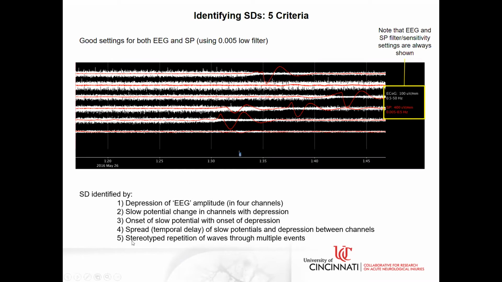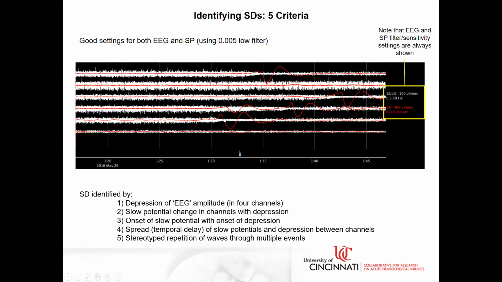And so a fifth criteria that can be helpful is that the pattern of the waveforms repeats in a stereotyped fashion through multiple events. Very rarely would you have a situation where only 1 or 2 spreading depolarizations are occurring in a patient. Usually you'll get them numbering in the dozens or more. And typically they will recur in the same pattern. And what I mean by that is the same waveform on individual channels, and also the same sequence of occurrence on the different channels.